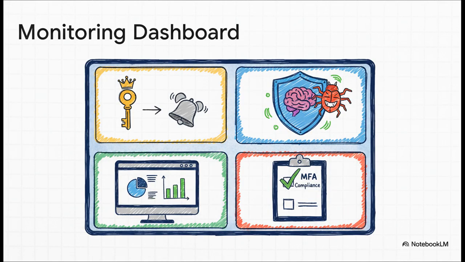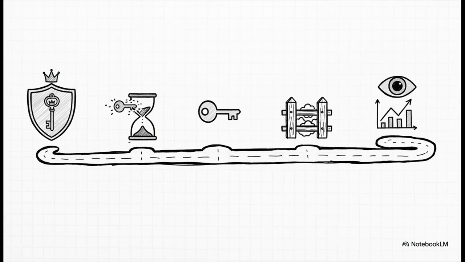And of course, AWS provides a whole toolkit for this too. You can use CloudWatch to get real-time alerts if anyone ever uses that root account. You've got GuardDuty for smart threat detection, and Security Hub to give you that big-picture dashboard of your overall security health.